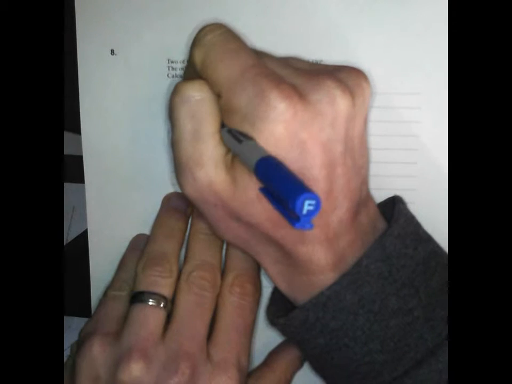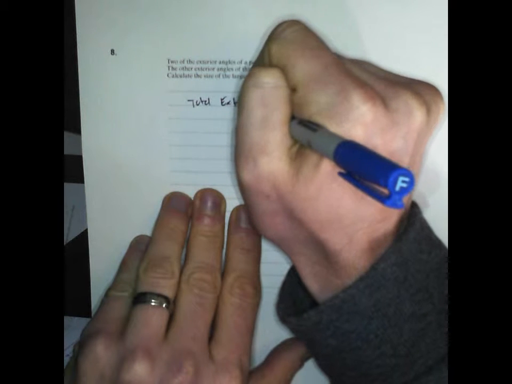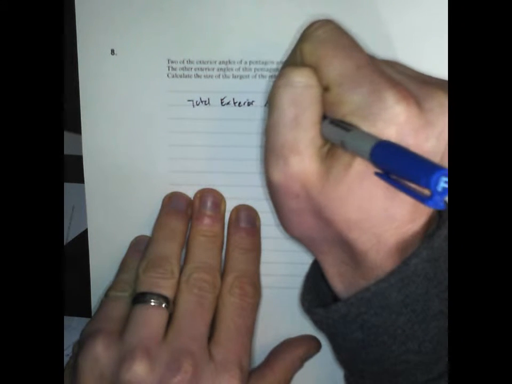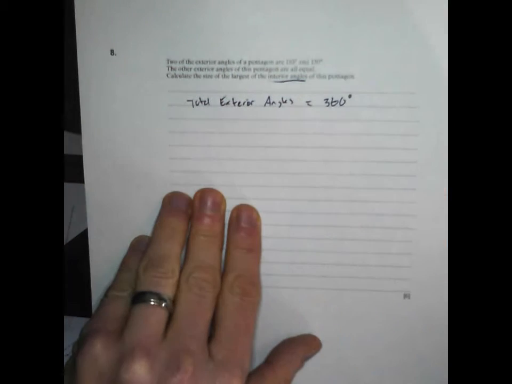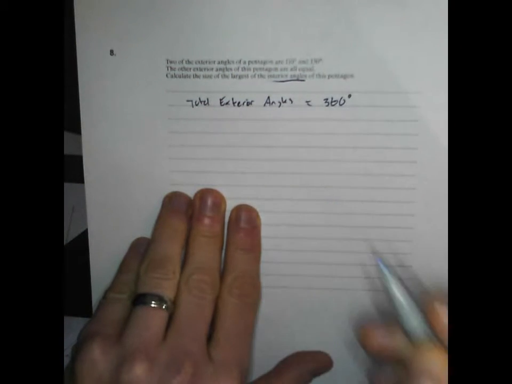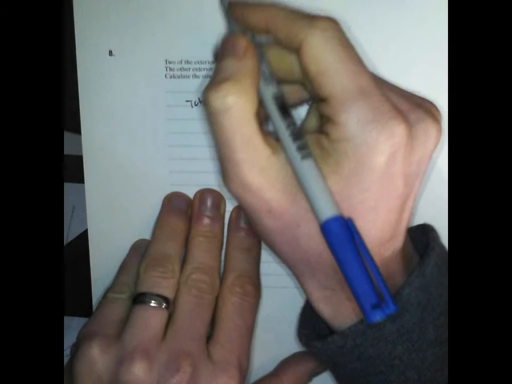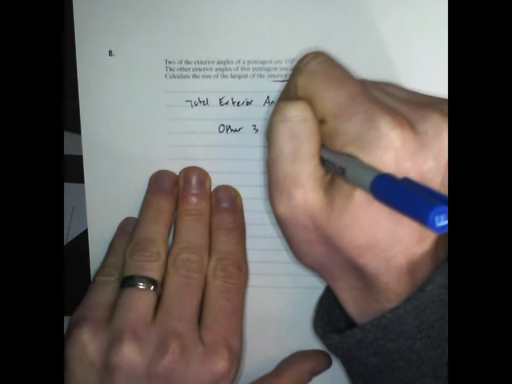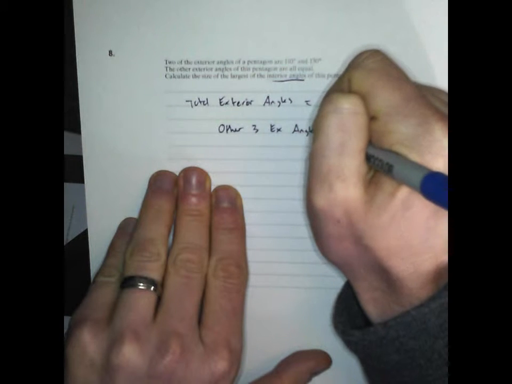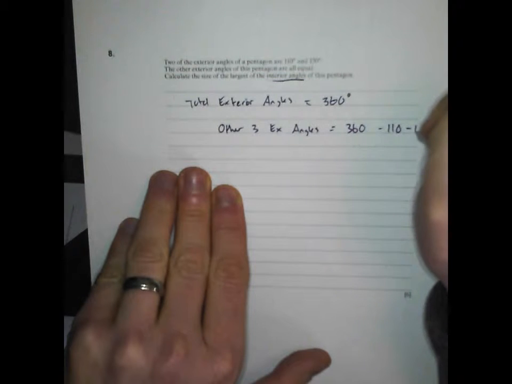Now we need to know a little fact about exterior angles, and this is true of any polygon. Total exterior angles equal 360 degrees. The sum of all the exterior angles are 360 degrees. So if two of them are 110 and 130, then the other three exterior angles must be equal to my 360, take off my 110, take off my 130.